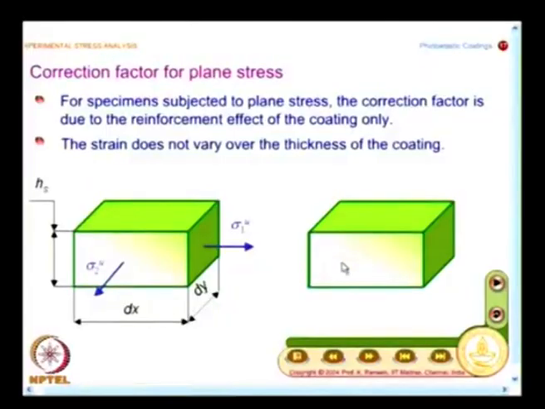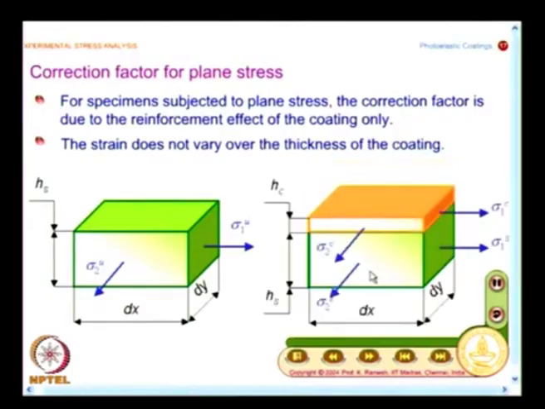So, I bring in a correction factor to do this, and this shows the load sharing. I have a coating, which for discussion is drawn very thick, so that you see the coating sitting very prominently. So, you have the specimen thickness as Hs, coating thickness as Hc, and in an uncoated specimen I will have the specimen taking the load of sigma 1 u. The superscript u denotes that these are the stresses developed in an uncoated specimen.